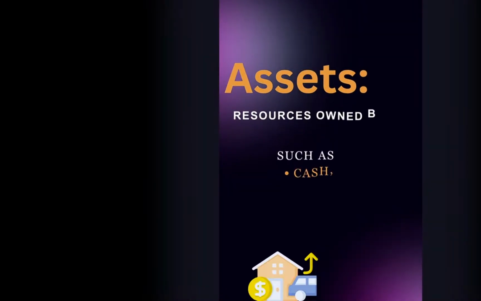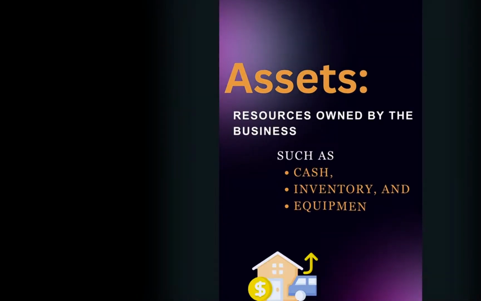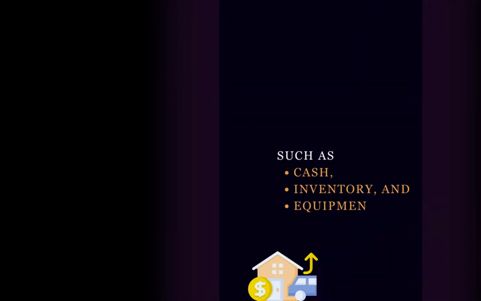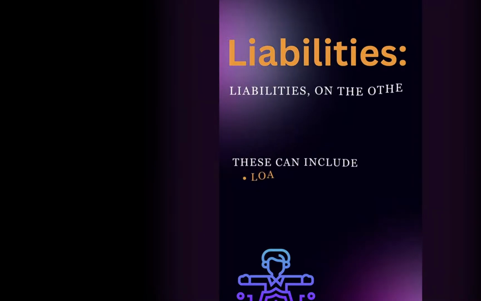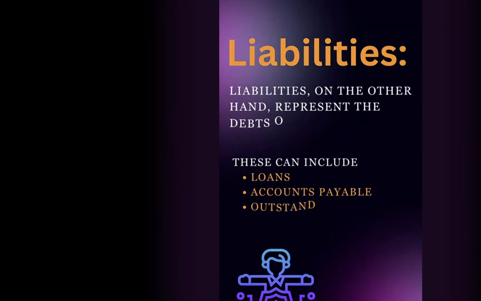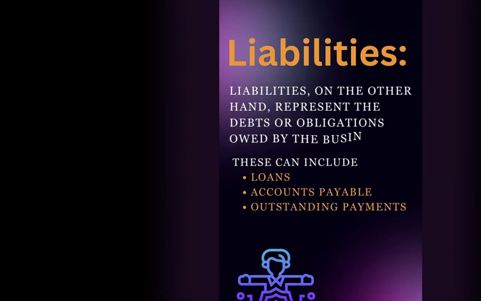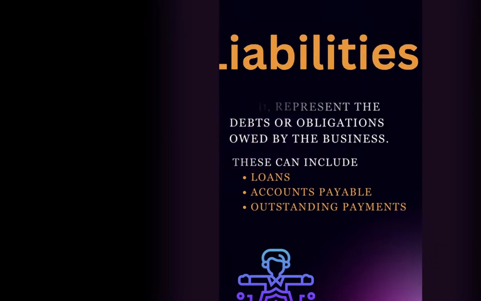Assets represent the resources owned by the business, such as cash, inventory, equipment, and more. These are valuable items that contribute to the company's value. Liabilities, on the other hand, represent the debts or obligations owed by the business. These can include loans, accounts payable, or any other outstanding payments.